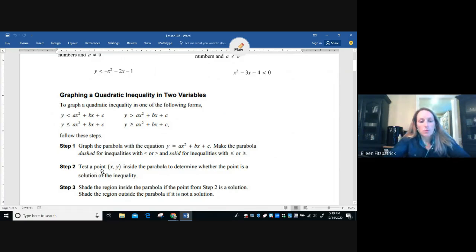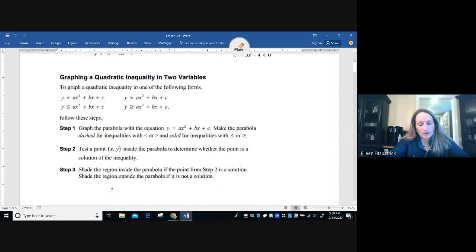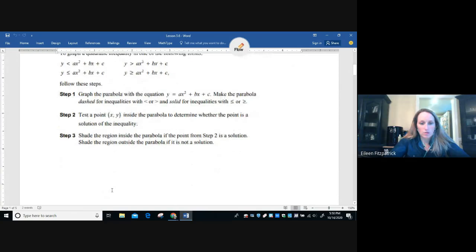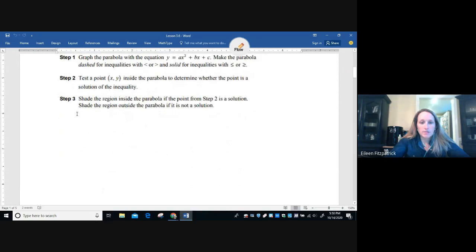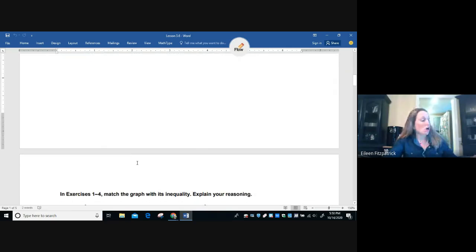Then you're going to test a point inside the parabola to determine if the point works, and that'll help us determine where to shade. I also kind of have a trick to help us with that as well, which I'll show you as we go through the problems. So shade the region inside the parabola if the point from step 2 is a solution. Shade the region outside if it is not a solution, because where you're shading, that is where your solutions are.